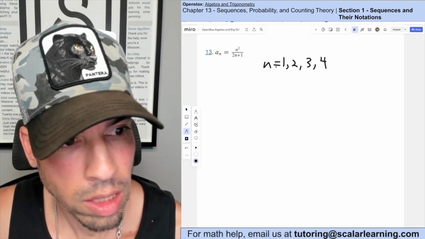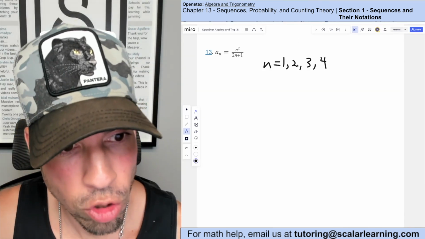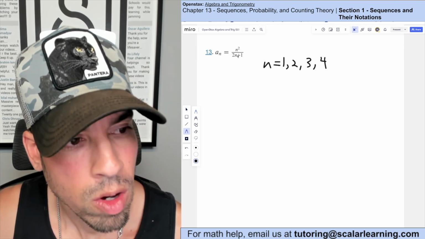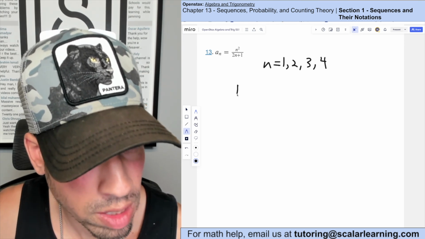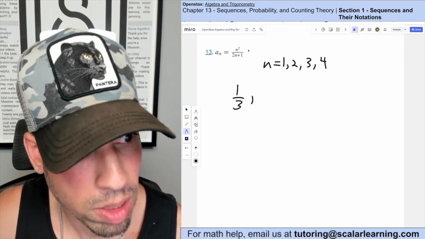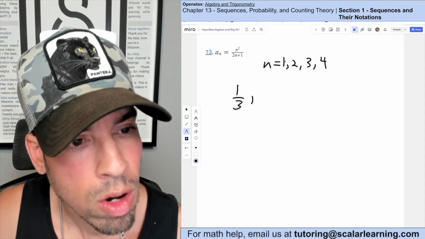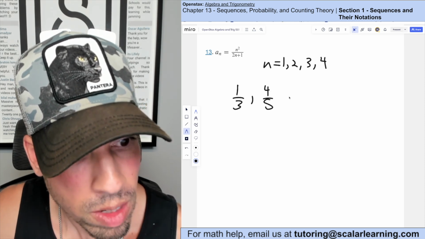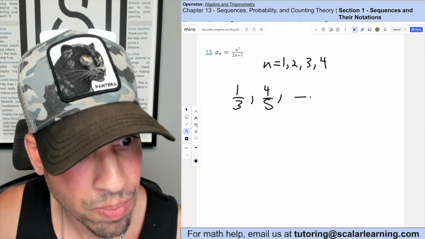Done. To get the first 4 terms here, we're going to plug in 1, 2, 3, and 4 for n. So plugging in 1, we get 1 squared over 2 plus 1. That's 1/3. Then we're going to plug in 2. That's 2 squared, 4, over 2 times 2 plus 1. That's 4 over 5.